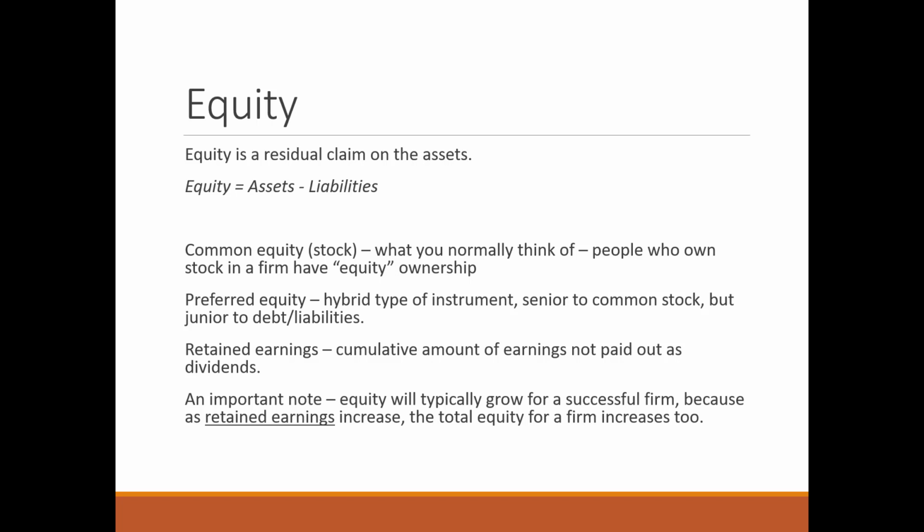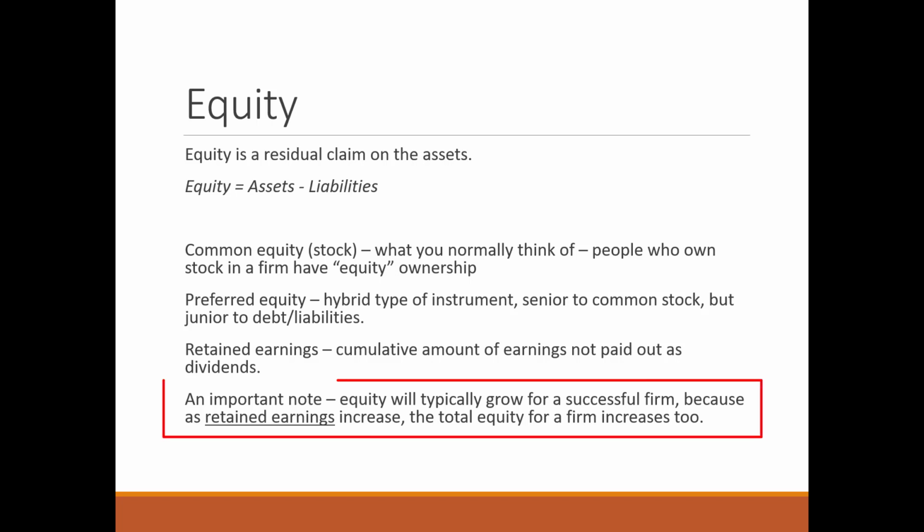Another important piece of equity is retained earnings. And this is defined as basically the cumulative amount of earnings that have not been paid out as dividends over time. And as we look at this last little piece here, an important note, equity is typically going to grow for a successful firm, not because their stock price is growing, that doesn't really show up in a balance sheet. It doesn't show up in the assets or the liabilities or even the equity portion. The value of common stock is kind of divorced from the financial statements. The reason that equity will grow for a successful firm is because retained earnings is increasing. That is, the firm is making money over time, and if they're keeping that, reinvesting in the business, then the total equity will grow over time.